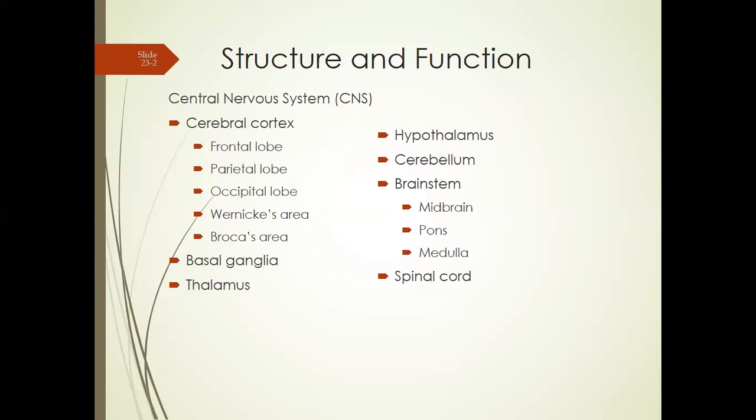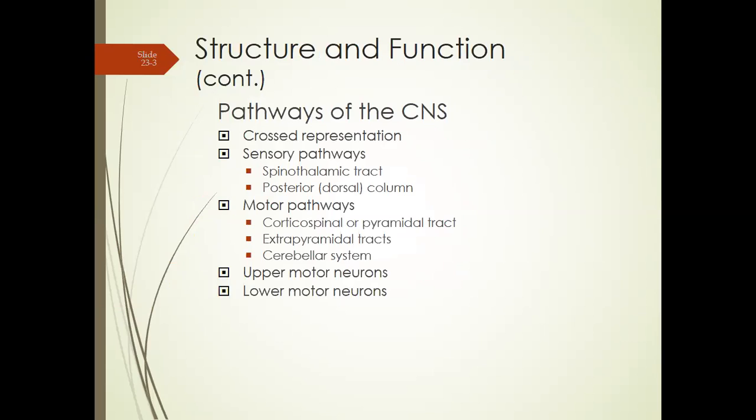Firstly, we are talking about the CNS. These are the parts of the CNS. First is the cerebrum, which has the frontal lobe, parietal lobe, occipital lobe, Wernicke's area, and Broca's area. Now, basal ganglia, thalamus, cerebellum, and brainstem, which includes the midbrain, pons, and medulla. Then lastly, the spinal cord. These are the structures involved in the CNS.